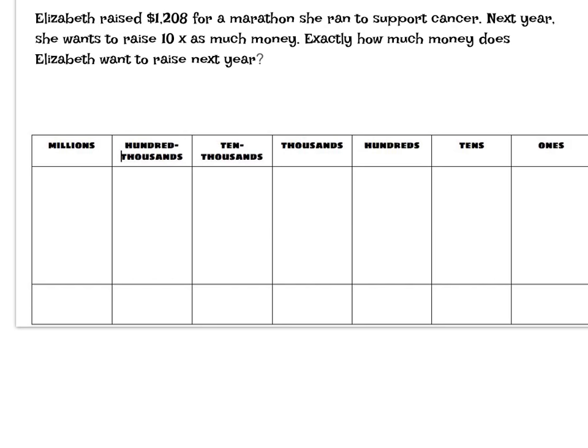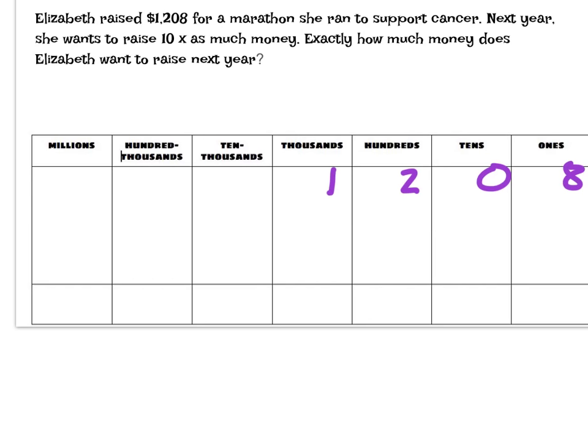So first of all, I have to think, how much did she make this year and how much does she want to make next year? Next year, she wants to make 10 times more. So my answer for next year should be larger. She wants to make 10 times more money. So I'm going to start by putting in my place value chart the amount that she raised this year, 1,208.